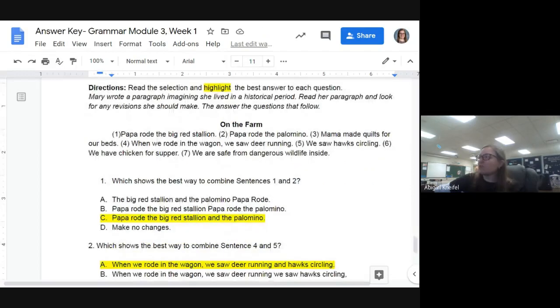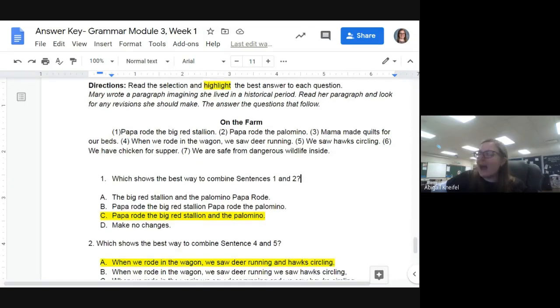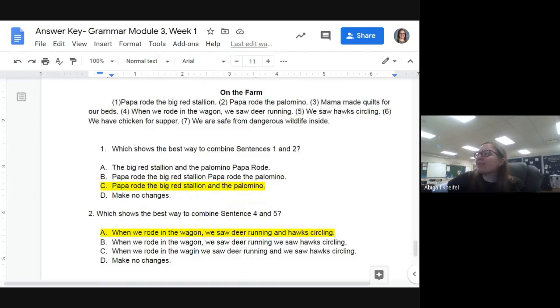Which shows the best way to combine sentence 1 and 2? Sentence 1 and 2 say, Papa rode the big red stallion. Papa rode the palomino. So we can fix that and make it, Papa rode the big red stallion and the palomino. So the correct answer is C.